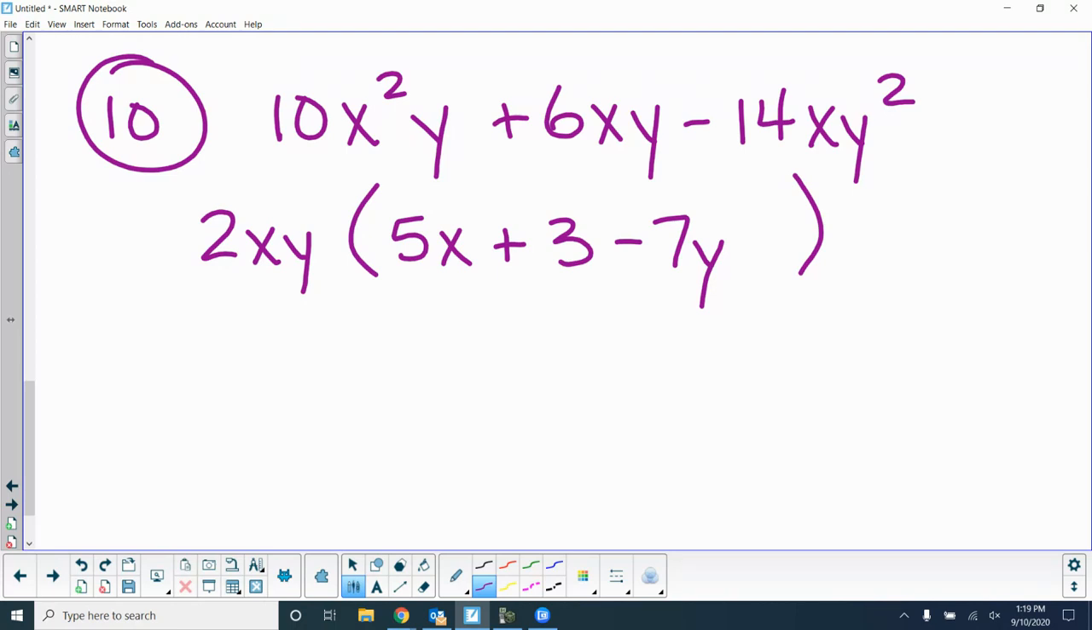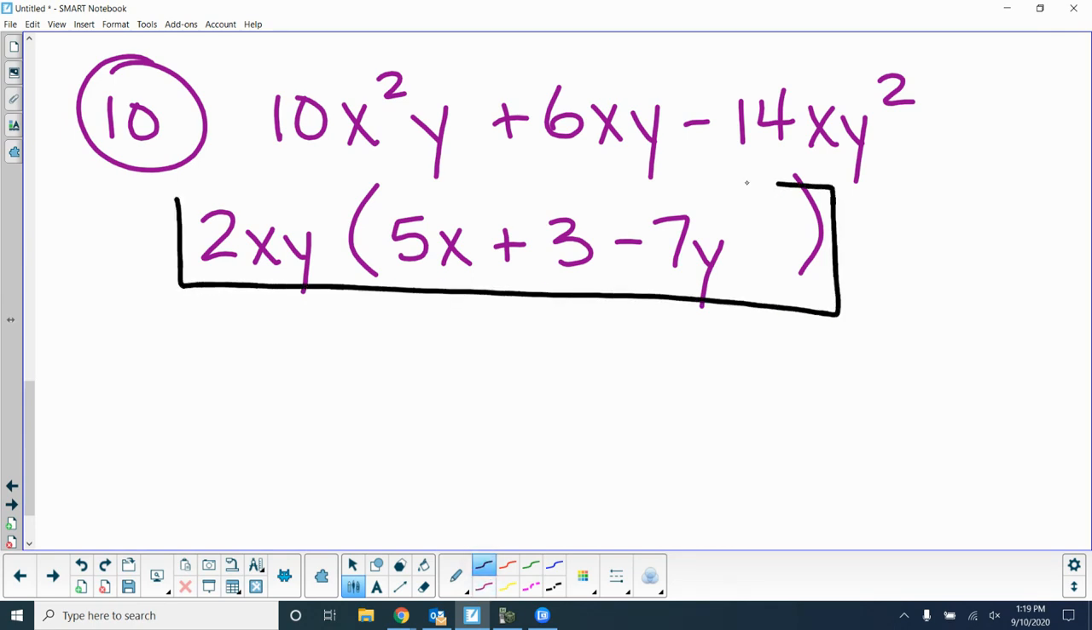And is that trinomial factorable, the way that is? No. Okay. So we're done. All that was taking out the GCF and you're done.